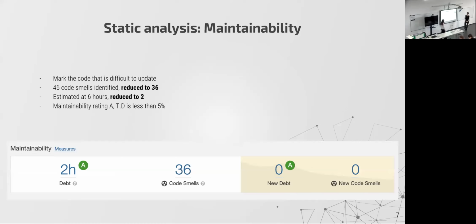The next category is maintainability. This marks the code as difficult to update. Sonar found 36 code smells in our project and estimated that it would take 6 hours to fix them. But we fixed many code smells and bugs, so the technical debt reduced to only 2 hours. So that's all for Sonar Cloud, and the next tool we chose is tests.